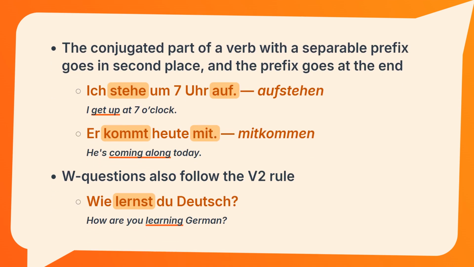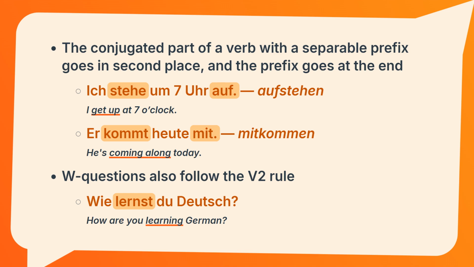Some verbs in German have prefixes that can be separated, like aufstehen and mitkommen. In main clauses, the main verb stays in second place, and the prefix goes at the end of the sentence. Ich stehe 7 Uhr auf. I get up at 7 o'clock. Here the verb stehe goes in second place, and auf goes at the end. Kommt heute mit. He's coming along today.